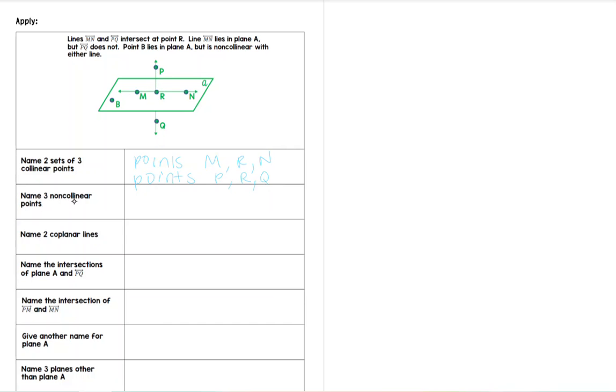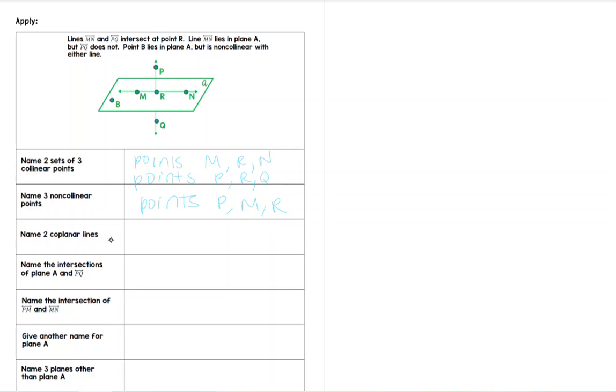The next one said three non-collinear points. So we could have said points P, M, and R. That's because if I would try to draw a line through P, M, and R, my line would be bent and then it's not a line anymore. So those would be non-collinear. You also could have said PMQ or PMB or PMN. There's lots of choices here.